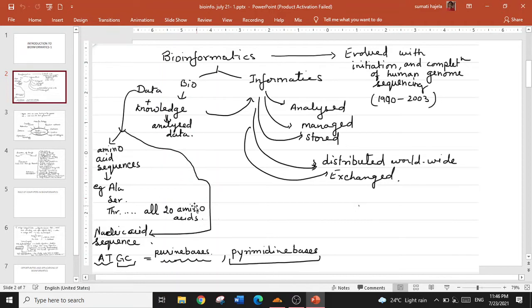There are 20 amino acids which are present in proteins, or they make proteins, and the names of these amino acids can be denoted as a three-letter code or one-letter code. This is alanine, and its three-letter code is ALA, and its single-letter code is A. This is serine, and its single-letter code is S, and so on. So there are three-letter codes and one-letter codes for all 20 amino acids.